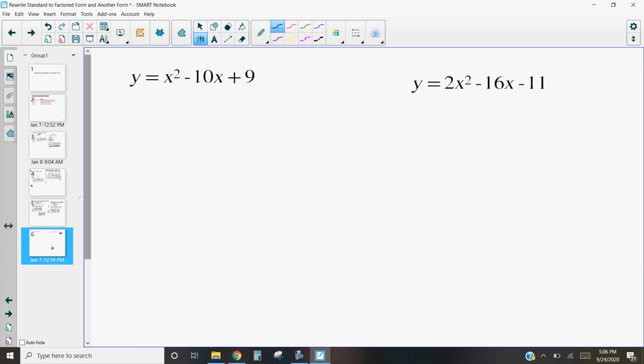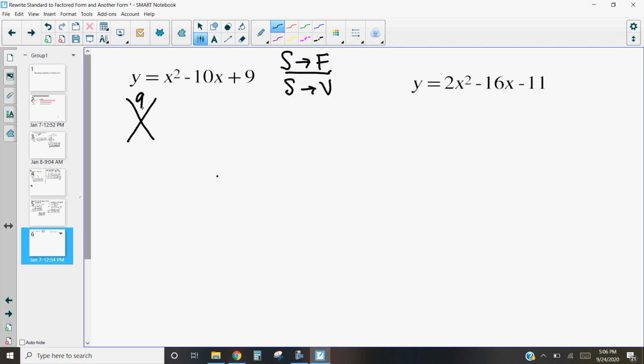So let's take a look at what we can do with standard form. Remember, with standard form, we can either change it into factored form or into vertex form. Let's take a look at both of those as a quick reminder. Let's start by changing it into factored form. The way we're going to do that is we are just going to factor our polynomial here.